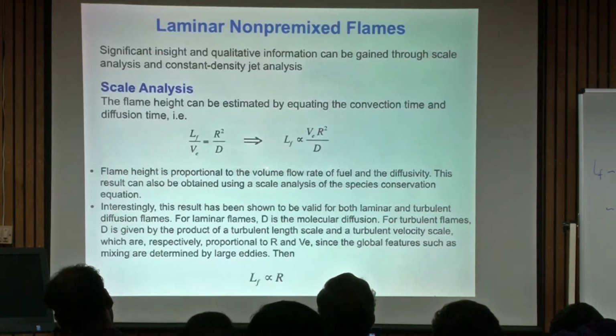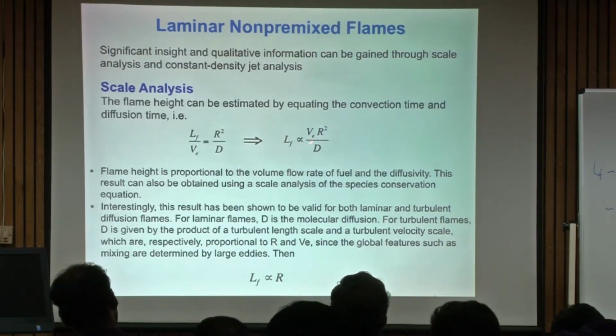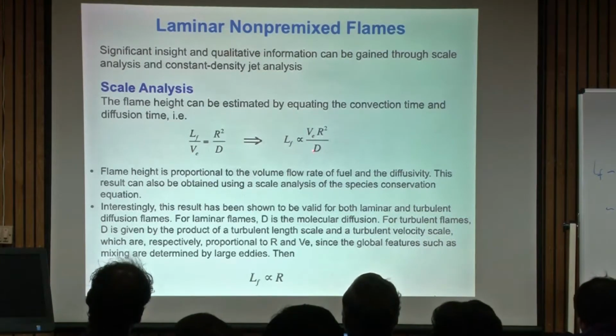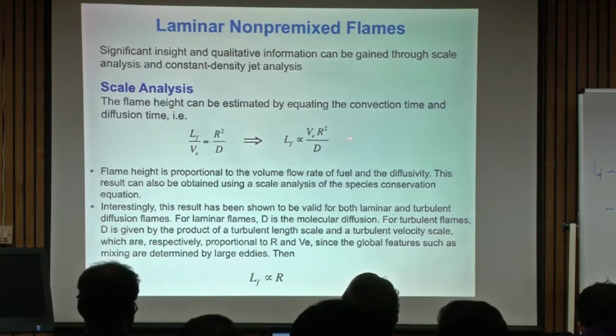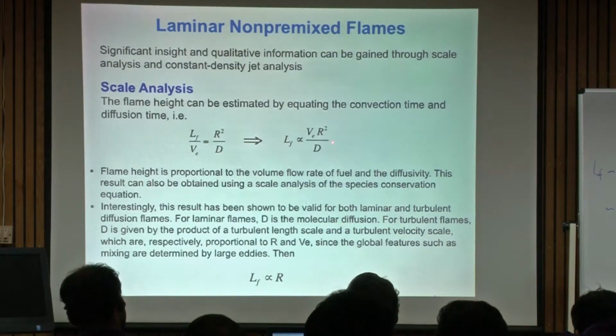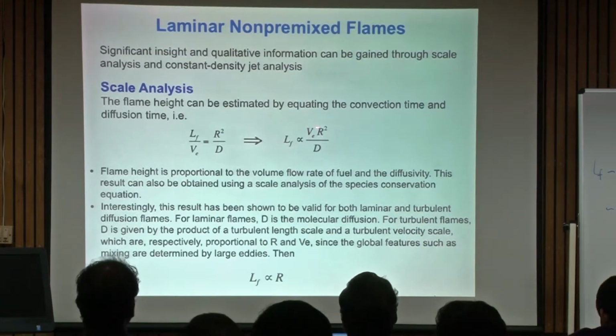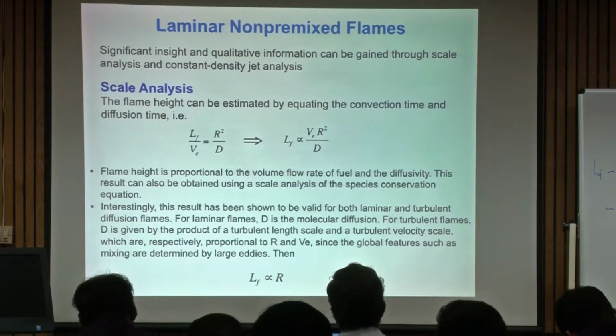So remember, this equation we got without solving any differential equation. When we do a more refined analysis, we will see that this is still going to be valid. What is missing here is some kind of constant, and maybe some other properties. But these three quantities will still show up: the jet velocity, jet radius, or the volume flow rate, divided by the diffusivity.